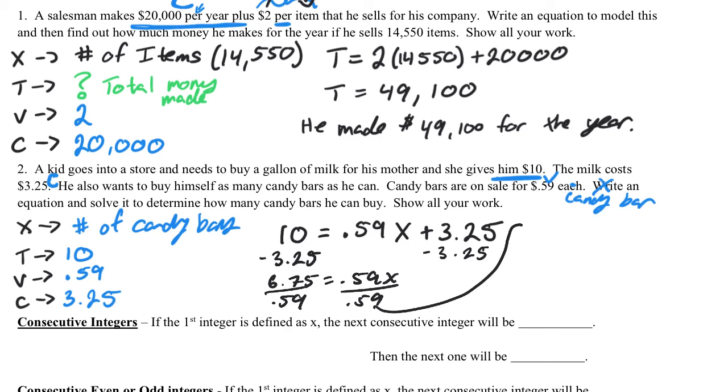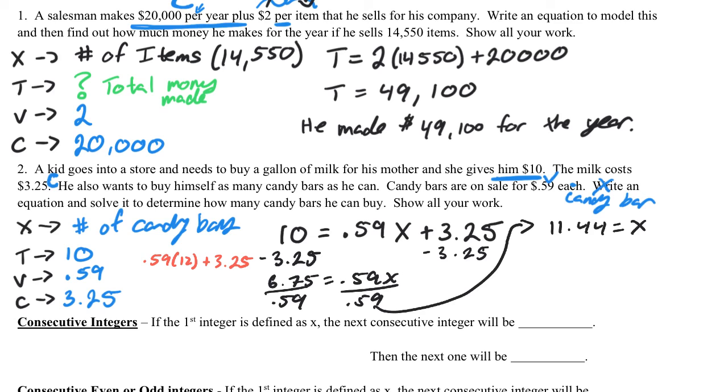All right, and I've run out of space, so we're going to work up here. And we're going to get that about 11.44 equals x. Now, you cannot go up to a grocery store clerk and say, I want to buy 11.44 candy bars. It's not going to work. So we need to round this to a whole number. You just want to be careful when you're rounding in these problems. If we round up to 12, well, we can't do that. Let's see what happens when we round up to 12. So we have 0.59. Let's say we buy 12 candy bars plus 3.25.